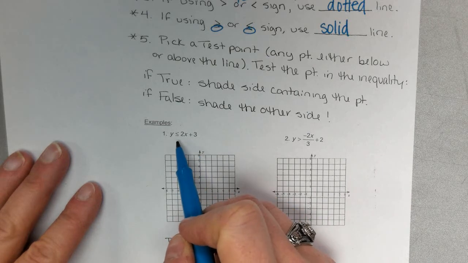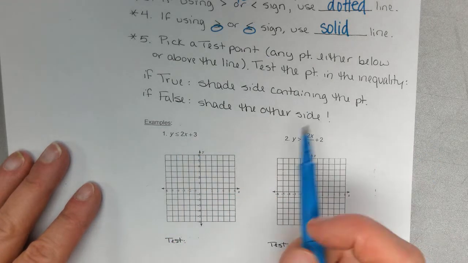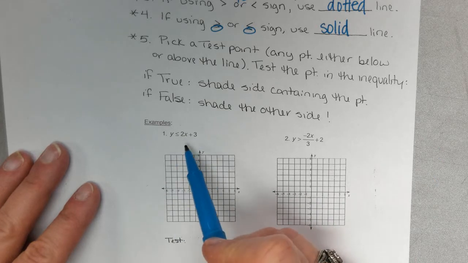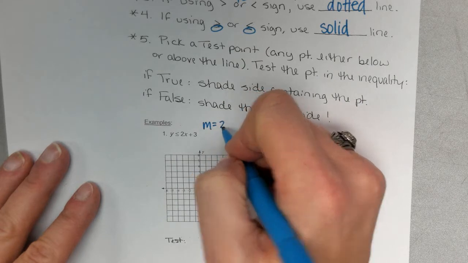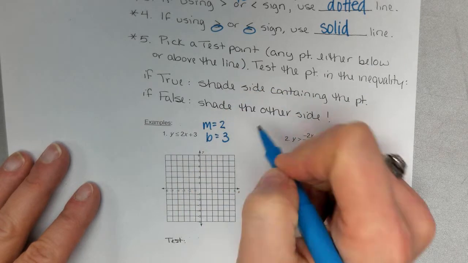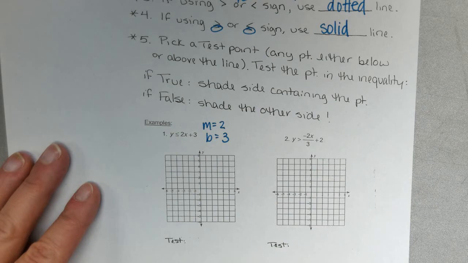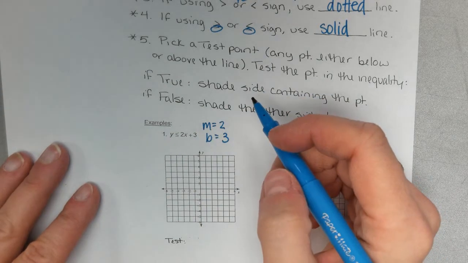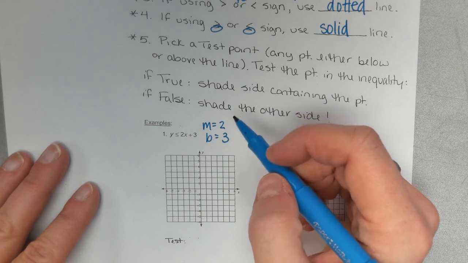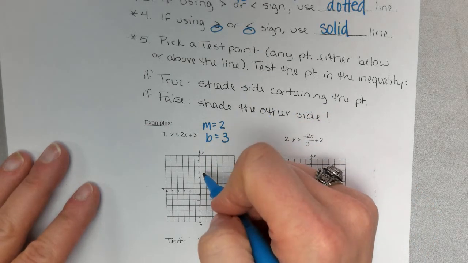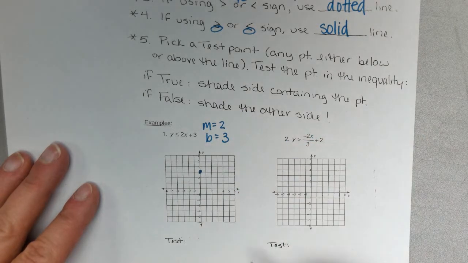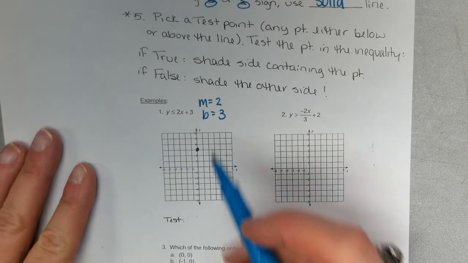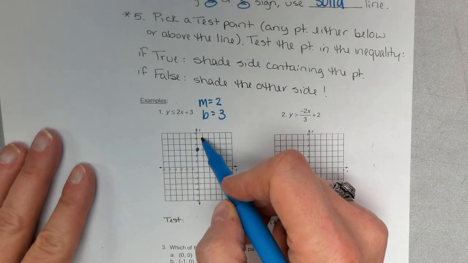Well, yay, happy dance. It's already in y equals form. We don't have to move anything around to get it there. So we're going to identify our m. Your m is 2. Your b is 3. Okay? So now we have to plot our line. Okay? So we're going to start at the y-intercept at y equals 3. We're going to put a dot. And we're going to graph that. We're going to go up 2 over 1.